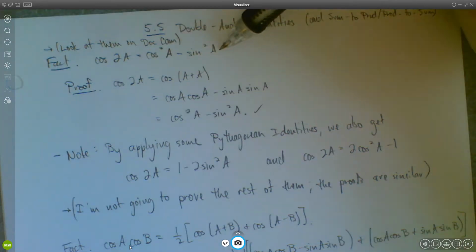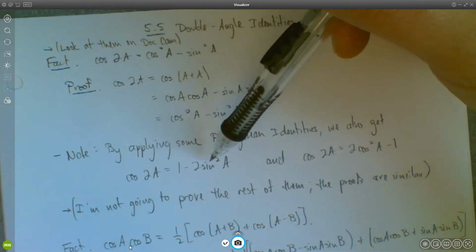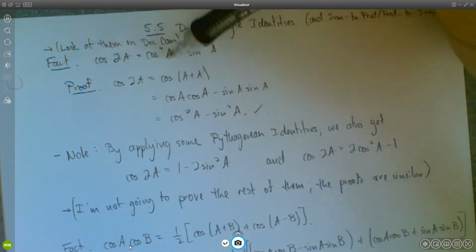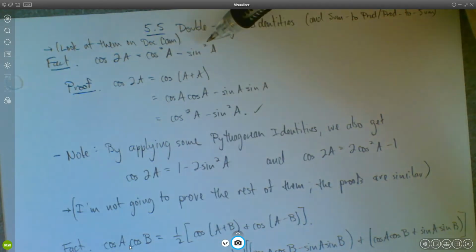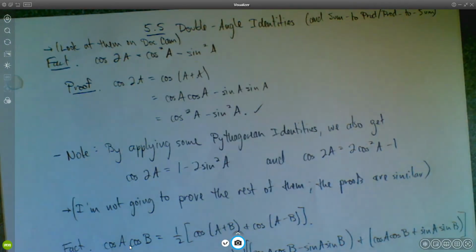We can think of different ways to formulate that, because we know that cosine squared is just 1 minus sine squared. So another way to say this is 1 minus 2 sine squared a. We also know that sine squared is 1 minus cosine squared, so we could also call this 2 cosine squared a minus 1.